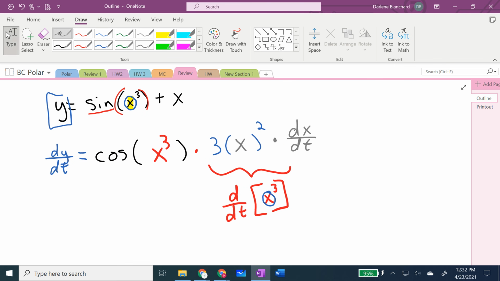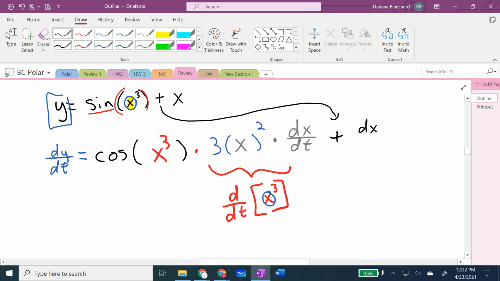Then over at the end, I have a plus sign. And then I just have a lone x sitting there. And with that lone x, you're just going to throw out a dx dt. And it's done.